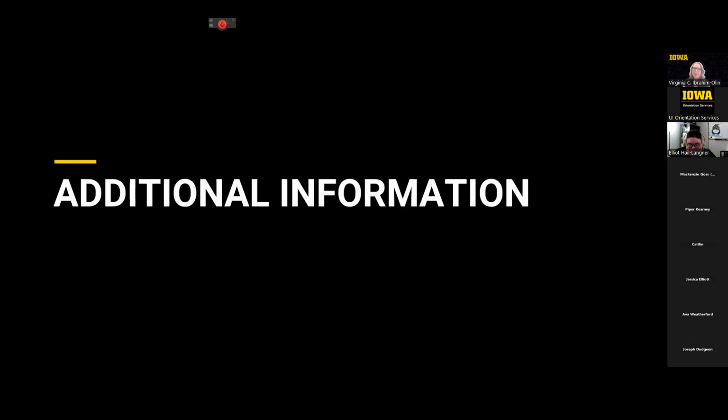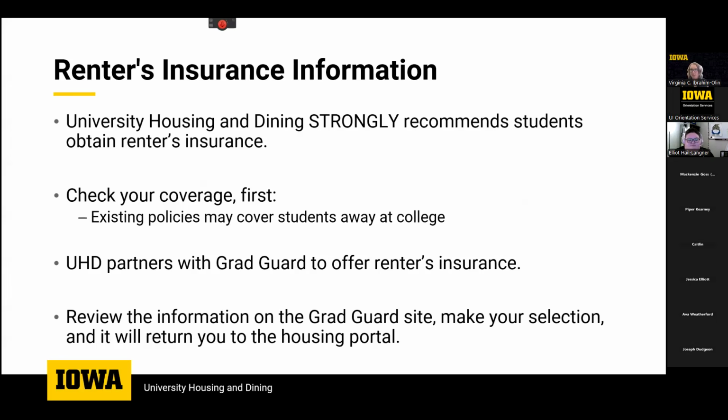Everyone, thank you so much for the questions that you've been posing already. And these next few slides are going to answer a handful of those for you. First, renter's insurance. It's not required, but we strongly recommend that you obtain that. And so check your coverage first. Existing policies may cover students while they're away at college, so that could be your homeowners or your current renter's insurance. If not, we have a college student focused plan through GradGuard that you are able to pay for individually. It's less than $20 a month and covers quite a bit of potential challenges that you might want coverage for.